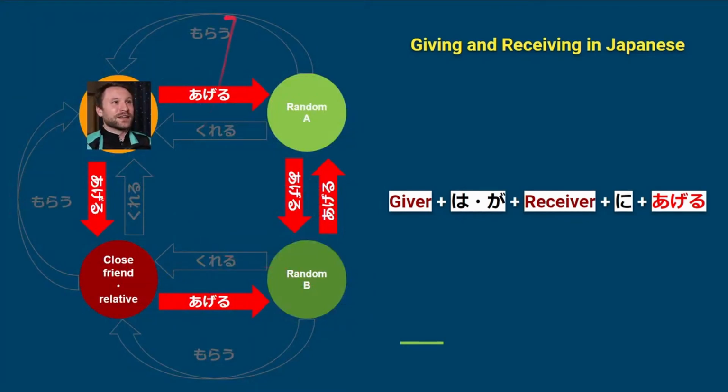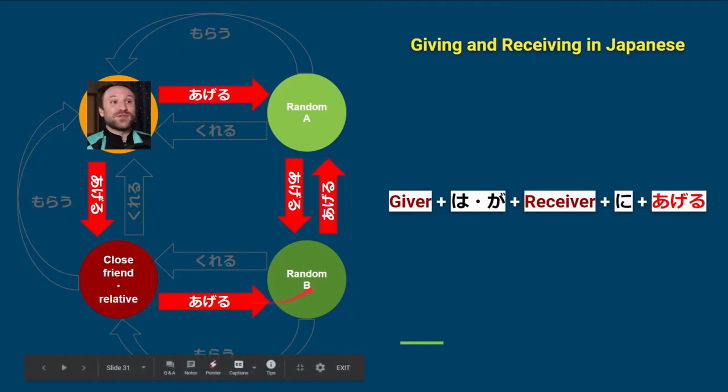So this is me over here, just hanging out in the you section. So let's start with ageru, which is to give, right? From you. So you're going to give something to someone, or someone else is going to give something to someone. So I'm going to give an item to my close friend. So then I'm going to use ageru. Andy wa close friend ni ageru. I'm going to give something to someone random. Maybe someone I don't know very well or someone I've never met before. Andy wa random A ni ageru.